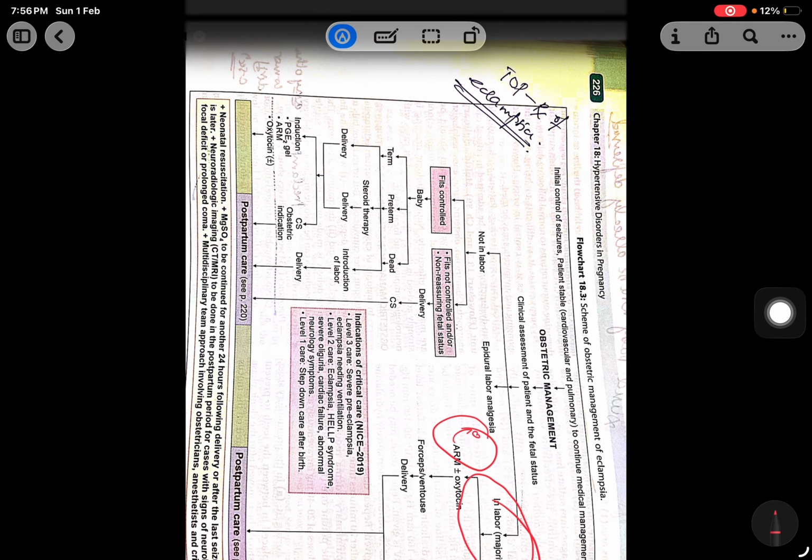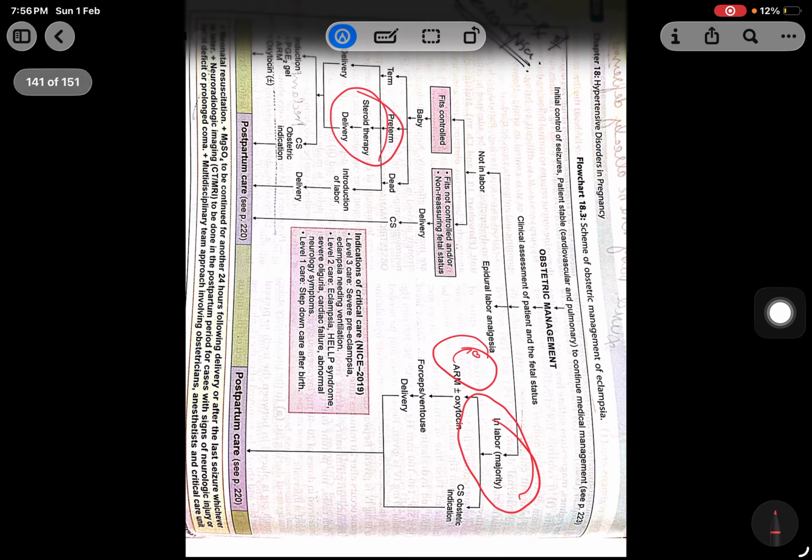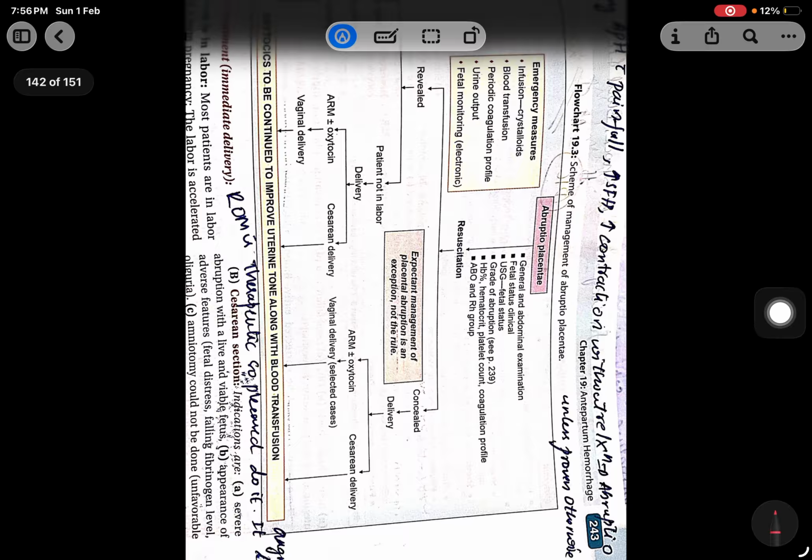If the fetus is controlled, check whether the baby is normal, that is, whether fetal well-being is normal. Check whether the baby is preterm, term or dead. If it's dead, obviously induce labor and deliver. But if the baby is preterm, you have to give steroid therapy, wait 48 hours, then deliver the baby. If it's term, obviously whom are you waiting for, deliver the baby first. Then you can induce. If epidural anesthesia is required, you can do that also.